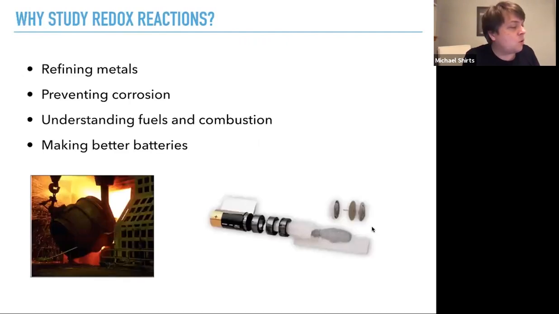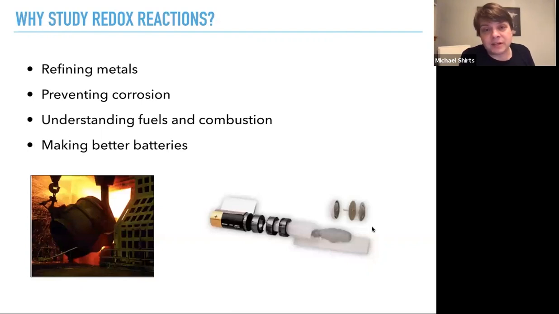Okay, so why are we interested in redox reactions? Well, it's useful for refining metals. Refining metals is usually a matter of reducing them from their initial state, which is usually oxidized. Preventing corrosion. This is quite important because corrosion reactions are oxidation reduction reactions, going from a pure metal to an oxidized state. Understanding fuels and combustion. A lot of fuel and combustion is oxidation. And making better batteries. Redox reactions are frequently used to drive batteries. So these are all reasons we want to be able to understand what's going on in redox reactions.